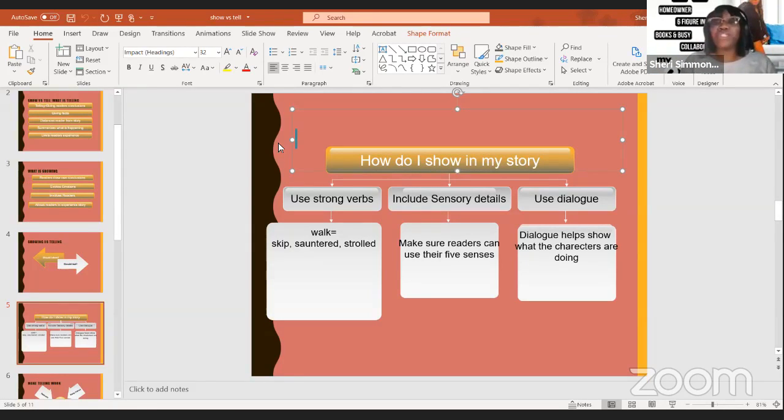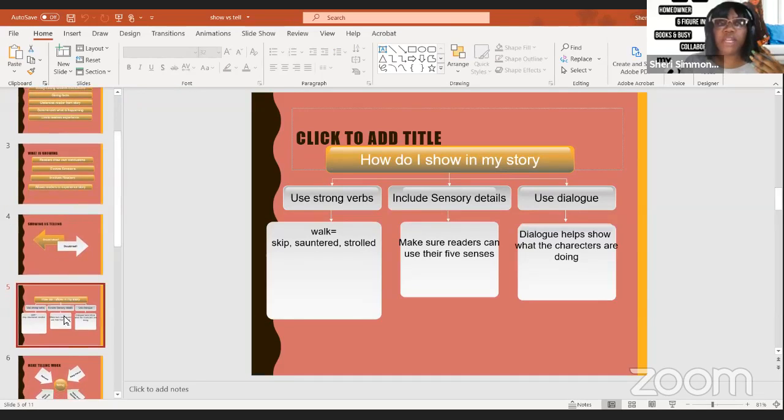When you're showing, you use your sensory details, so your five senses: your hearing, your tasting, your smelling, your touching. And dialogue. When we show things, we use dialogue to show what the characters are doing. When our characters are speaking, they are also doing other things. You see I speak with my hands. Some people will roll their eyes, wag their fingers, something. So you need to show something in your writing.